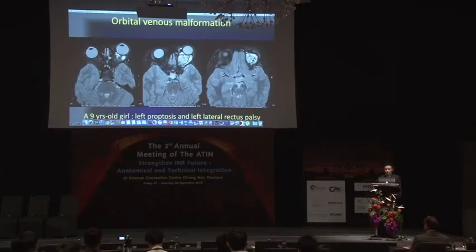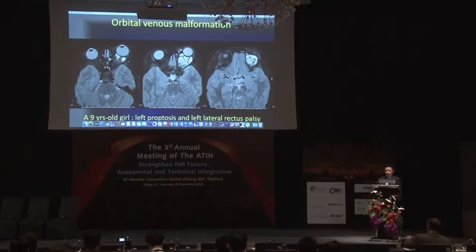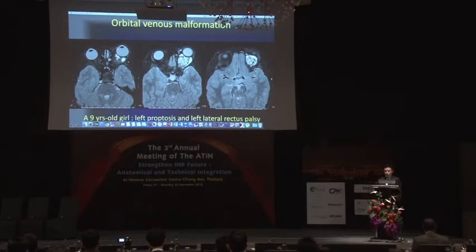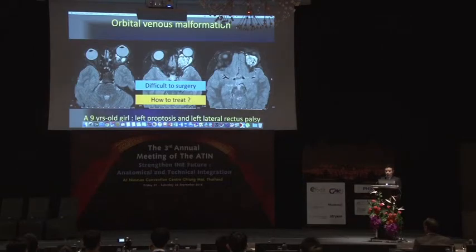Sometimes the venous malformation occurs in the orbit. So you can see this lesion causes proptosis of the left eye, and sometimes it also compresses the optic nerve. For this lesion, it is difficult for the ophthalmologist to operate and to treat it.